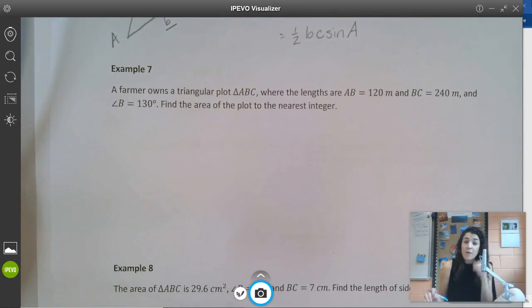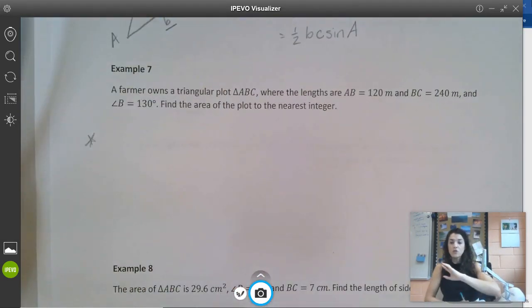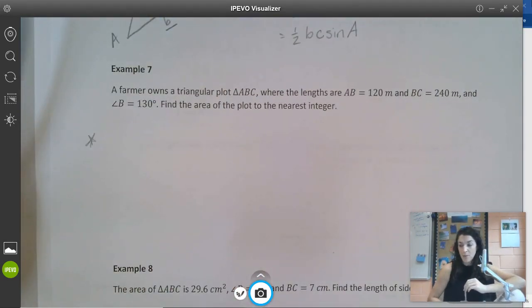All right, if a farmer owns a triangular plot ABC where the lengths are AB, BC, and angle B, find the area of the plot to the nearest integer. What are some things, go ahead and brainstorm before we get started. What are some things that we can do to plan out in this problem? Like, what are some things that we do at the very, very beginning of this problem before we even get started?